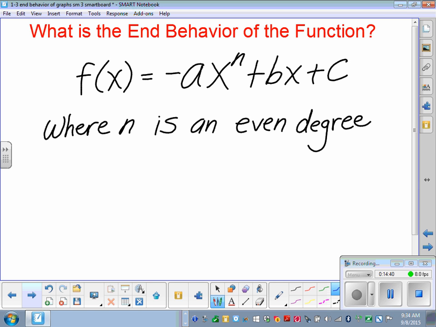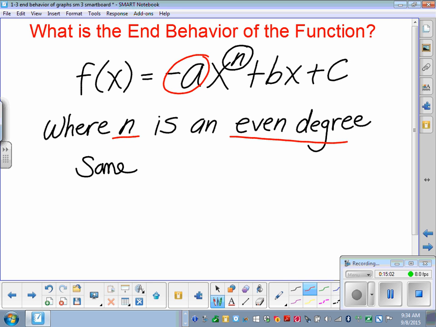So we've got to look at this piece by piece. Okay, so it says right here, where n is an even degree. So this n is even. So what will we know about the end behavior? It's going to be the same, very good. So we know it's the same end behavior. So it's either up and up or down and down. Now looking in front, do we have a positive or negative? Negative. So it's a frown, right? So it's going to be down and down.